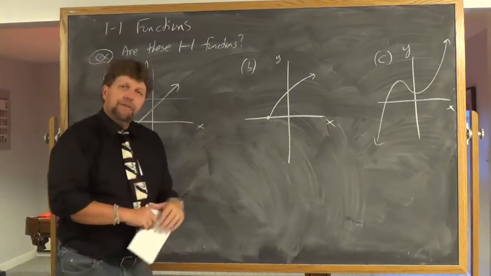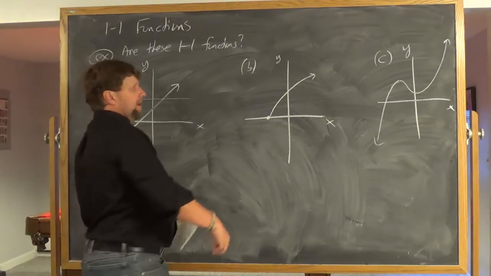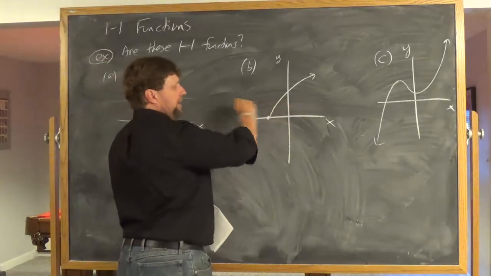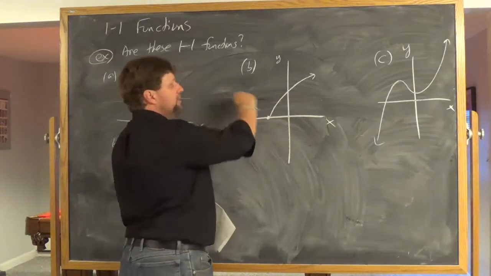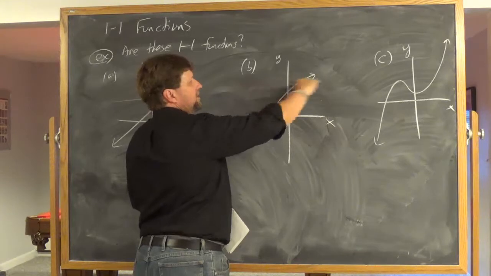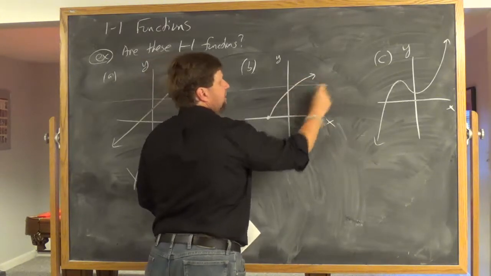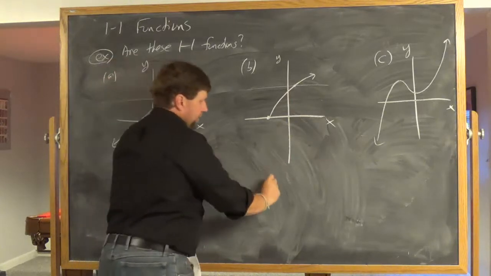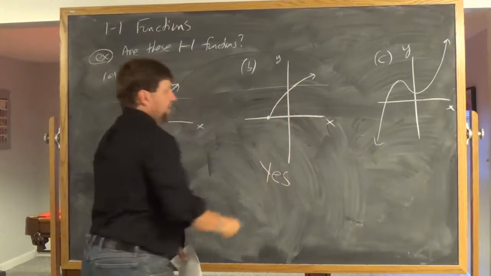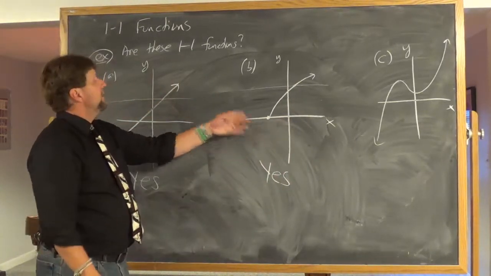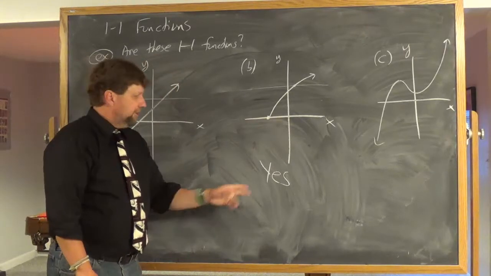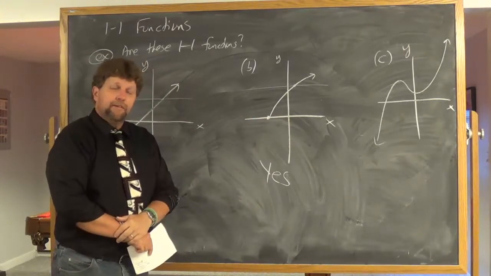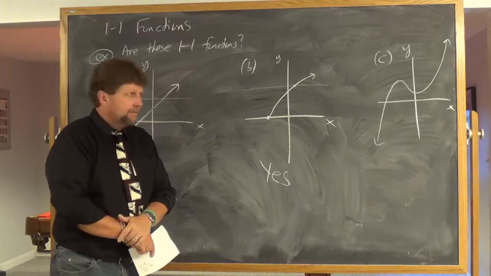Now let's look at the graph in B. If I start drawing or imagining horizontal lines, any horizontal line I draw is only going to intersect the graph in B in one point. So here again, does the graph in B represent a one-to-one function? Yep, most definitely, thanks to the horizontal line test.